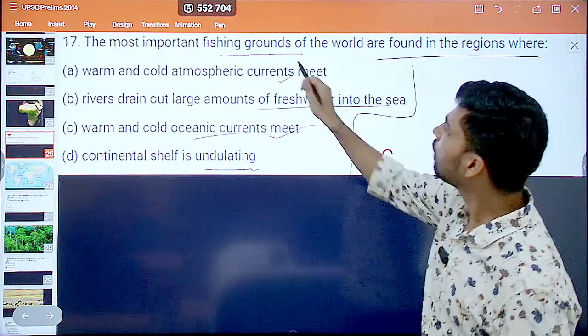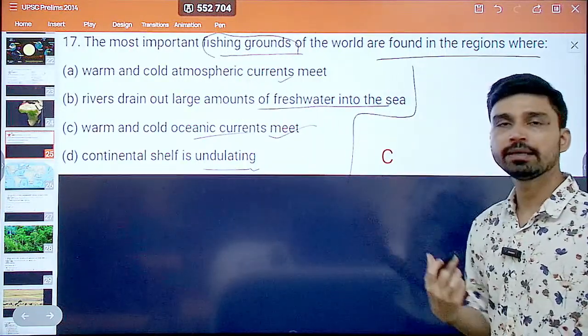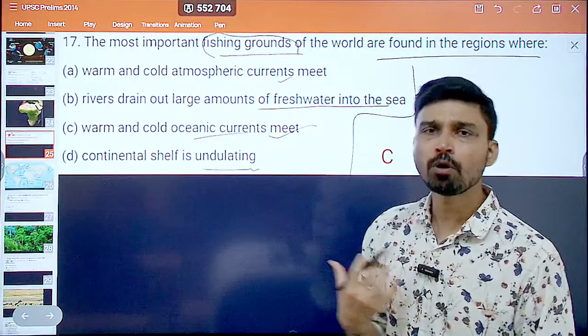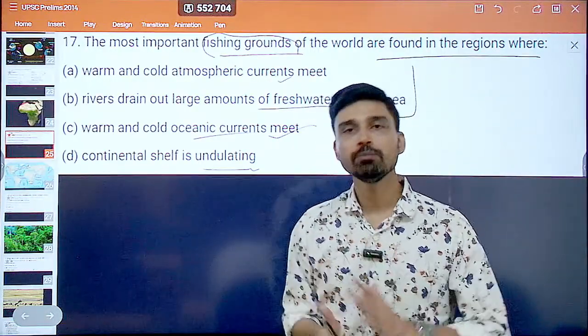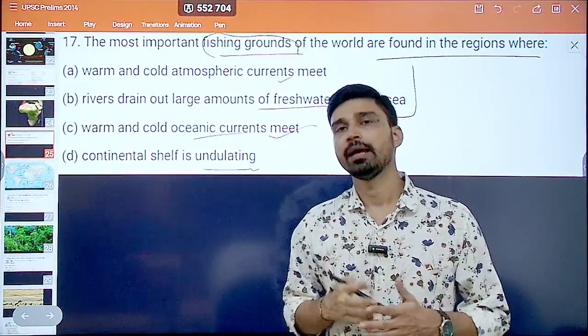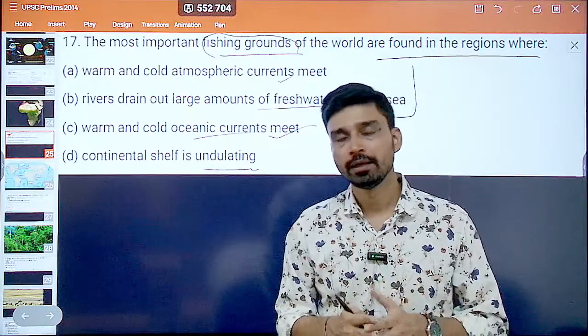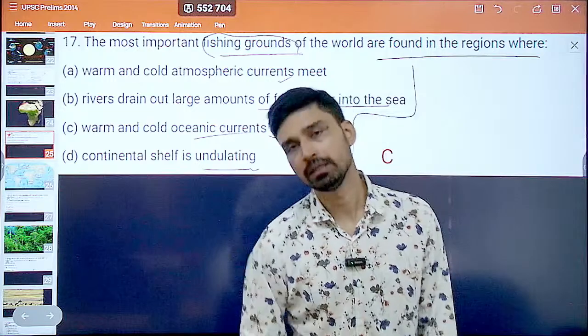So, the fishing grounds we know will be developed in those places where the density of the fishes, where the population of the fishes is very high, and where you will have the highest number of fishes, obviously where breeding is happening at a rapid rate. And what will determine the rate of breeding? It will be determined by the amount of nutrients that is available in the water.